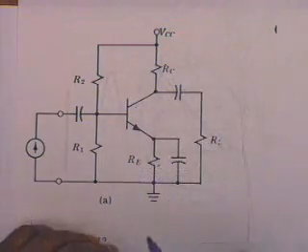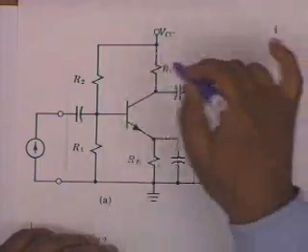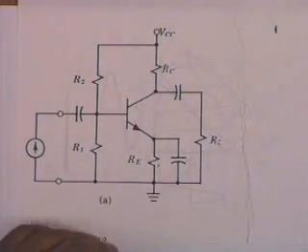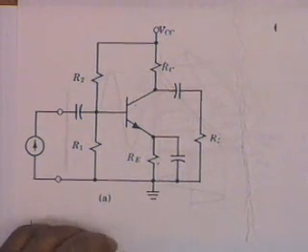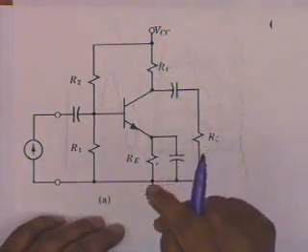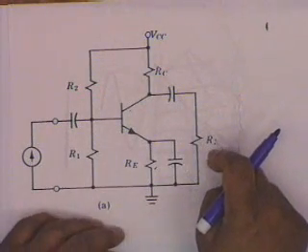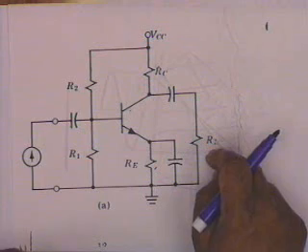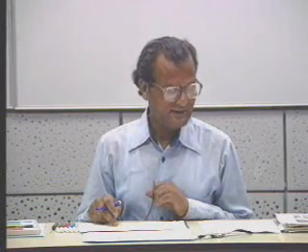Therefore, to AC, the effective load is not RC plus RE. The effective load is RC parallel RL. Obviously, the AC load is smaller than the DC load, and it is the AC load which determines the amplification, not the DC load. You understand this? And therefore, there are two load lines now. One is the AC load line and the other is the DC load line.